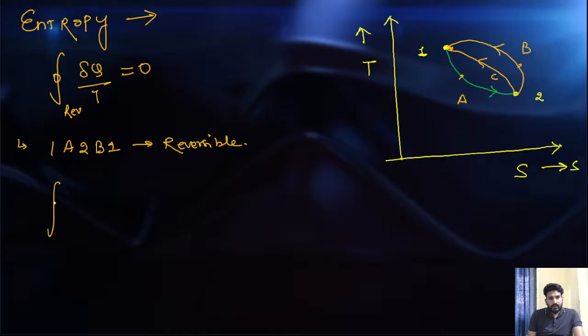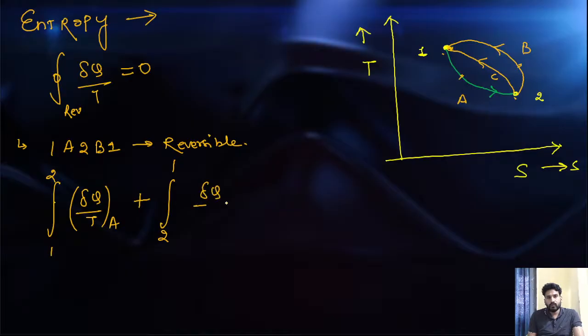Can I write this? It is cyclic, so it is the integral from 1 to 2 of del Q over T for the path A, plus from 2 to 1 del Q over T for the path B, is equal to 0. I just applied this equality. It is for 1A2B1. It is clear to you.